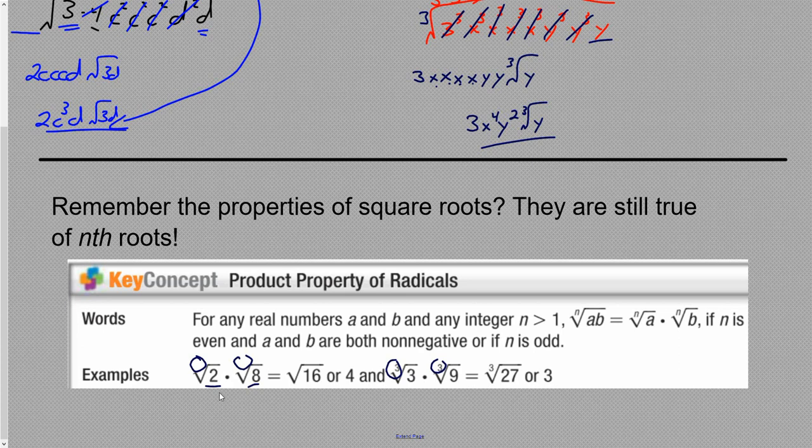So the square root of 2 times the square root of 8 is the same thing as the square root of 16. The cubed root of 3 and the cubed root of 9 is the same as the cubed root of 27 if they're being multiplied. So I can either do them separately or I can multiply them together. Those properties hold true. That's going to be important.